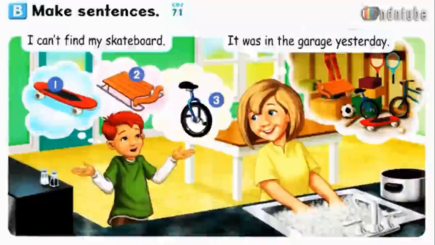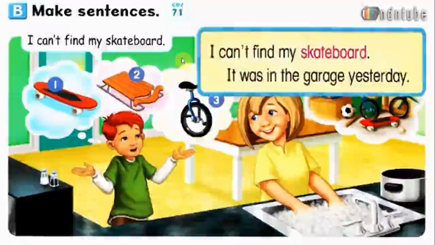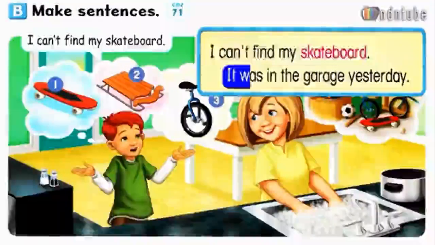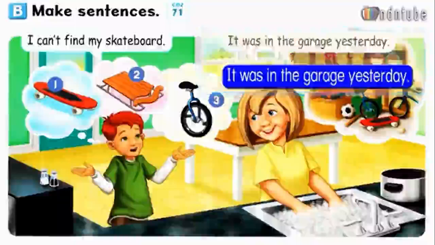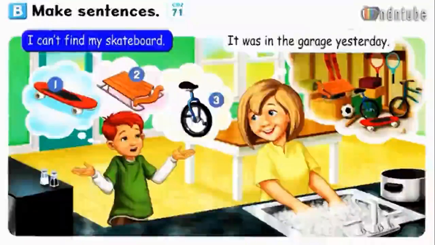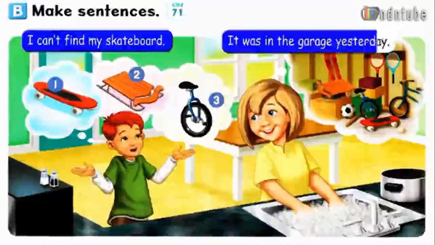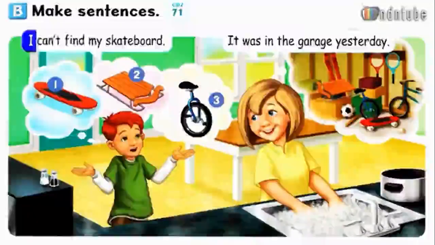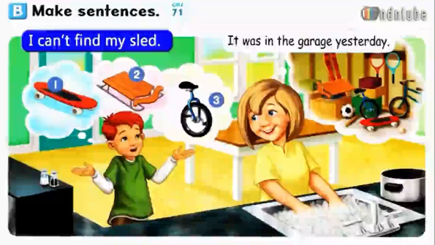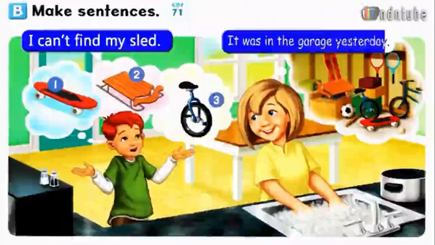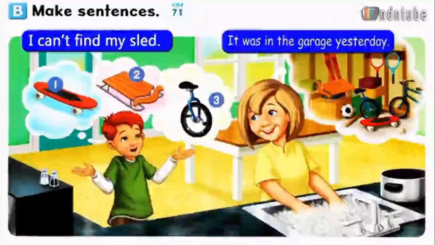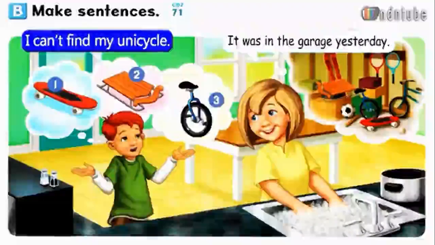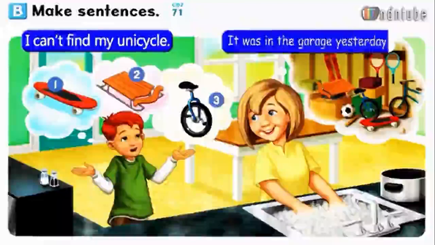Page 68. Drum track. I can't find my skateboard. It was in the garage yesterday. I can't find my skateboard. It was in the garage yesterday. I can't find my sled. It was in the garage yesterday. I can't find my unicycle. It was in the garage yesterday.